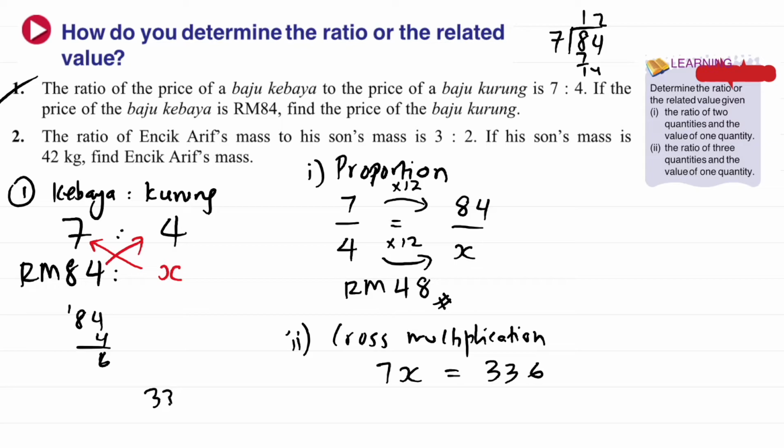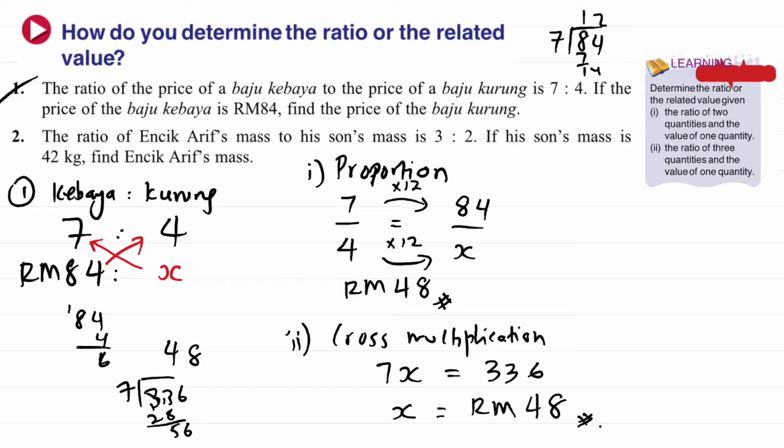So now 336 divided by 7, you will get 48. So you will get X equals RM 48. Same answer. Okay.